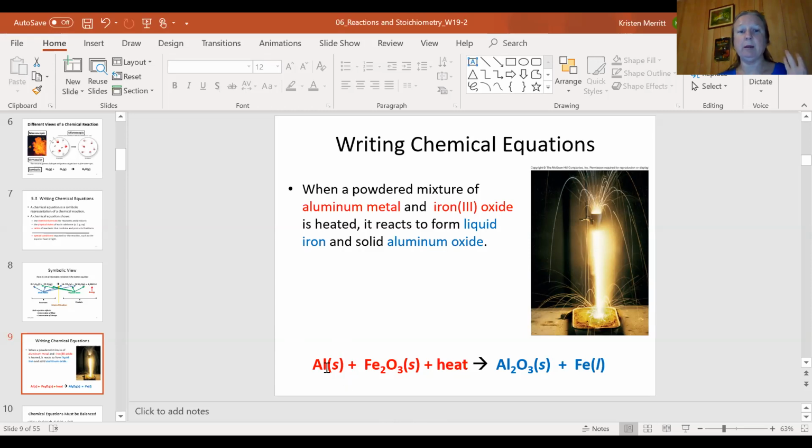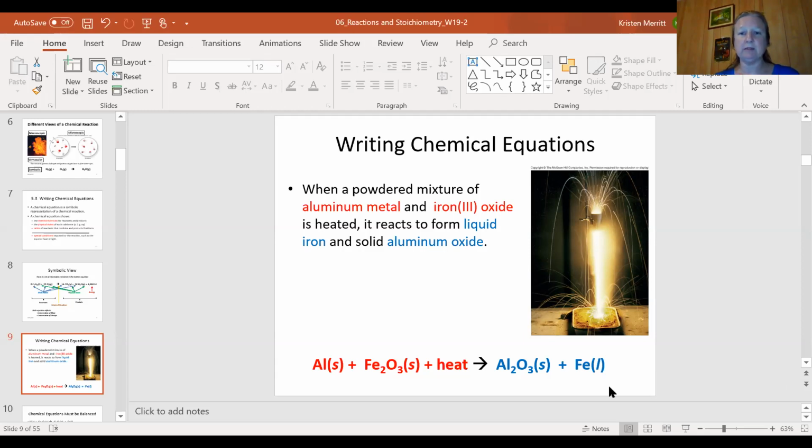Solid aluminum metal and solid iron(III) oxide. We know that because of the subscripts here, that when mixed together with heat forms solid aluminum oxide and liquid iron. That's the same paragraph, but it's in this reaction equation, and yet I just read it as the same thing. So there's a tremendous amount of information contained in this.